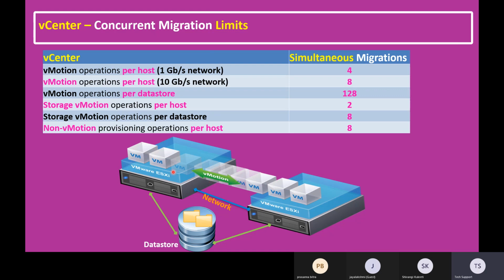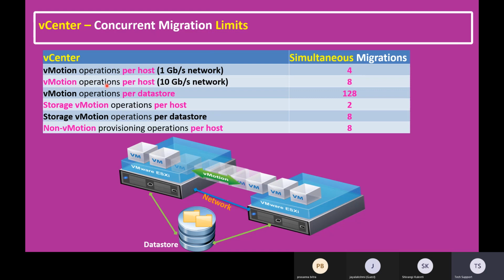So vMotion is nothing but moving a running virtual machine from one ESXi host to another ESXi host. That is called vMotion. Suppose without changing my host, I move from one data store to another data store, that is nothing but Storage vMotion. So here, what is VMware's recommendation for vMotion operations per host? If your physical network speed is 1 Gbps, concurrent, that means simultaneous, migrations, we can run a maximum of 4 VMs at a time per host.